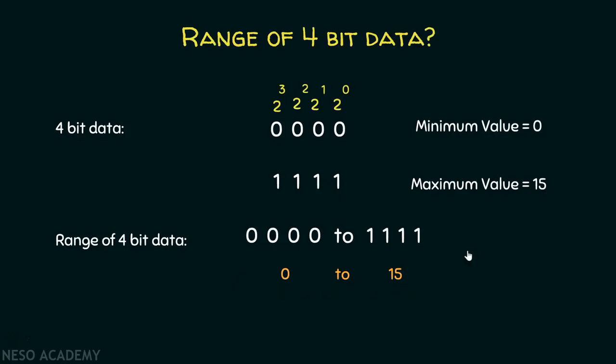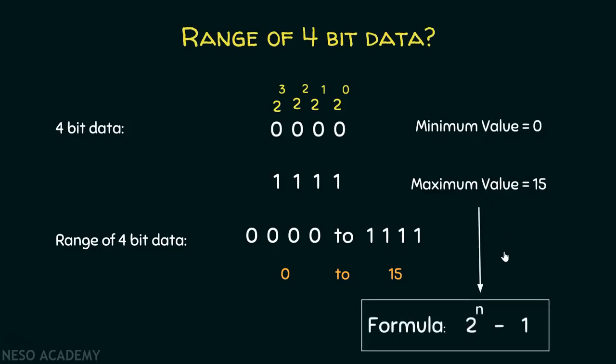But there is one more formula available to calculate the maximum value, and that is 2 raised to the power n minus 1. Suppose you have 32-bit data, then adding all these place values and multiplying with their digits is quite difficult. Then this formula is quite handy to apply. Here, by replacing n equal to 4 for 4-bit data, you get 2 raised to the power 4 minus 1, which is 16 minus 1, and that finally gives the value equal to 15, which is our maximum value.